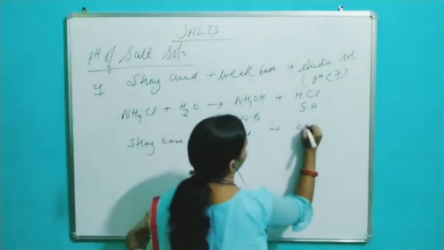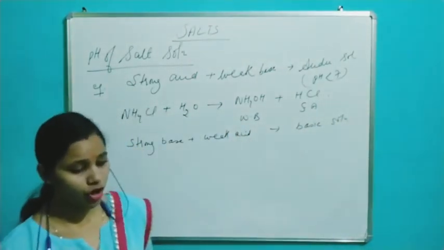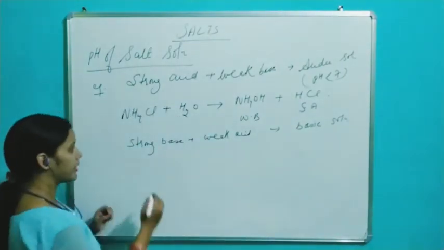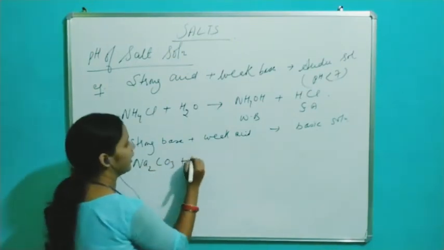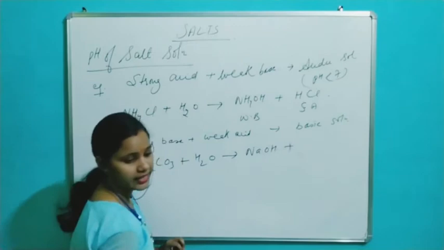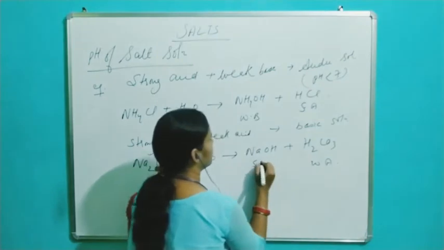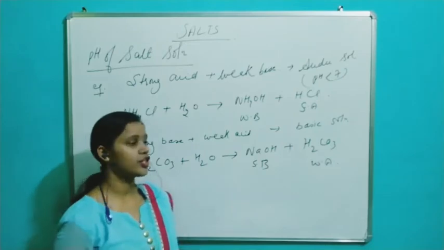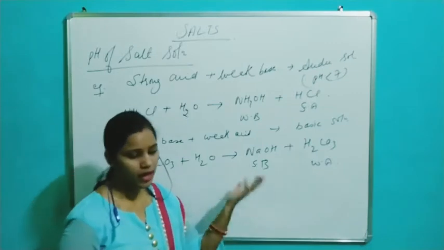Then if we have a strong base and a weak acid, we will get a basic solution. The salts of a weak acid and a strong base give basic or alkaline solutions. For example, sodium carbonate dissolved in water gives a strong base NaOH and a weak acid, carbonic acid. So this is the weak acid and this is the strong base. Here a strong base is formed, so the concentration of OH minus will be more compared to H plus. So we get a basic solution.